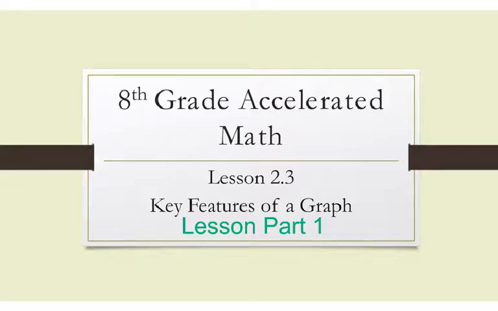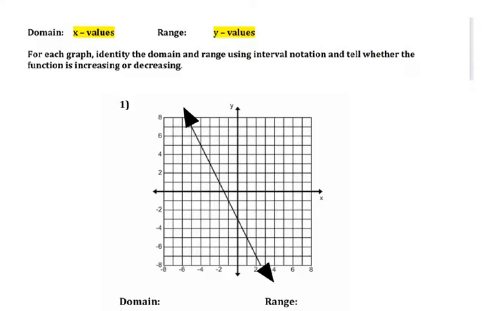This is lesson 2.3, part 1. We are going to talk today about key features of a graph. So when you're looking at graphs, there's always certain things that you want to pay attention to because they mean something. So as we get started, we're going to remember the word domain and the word range.